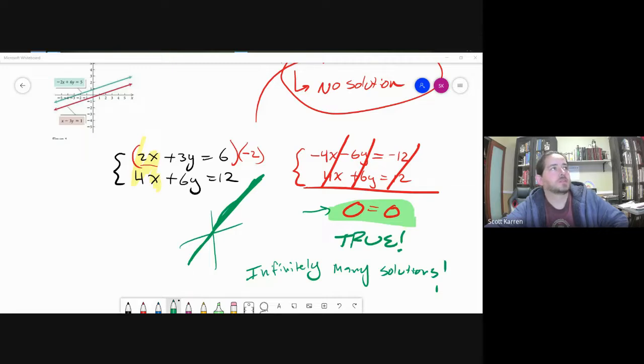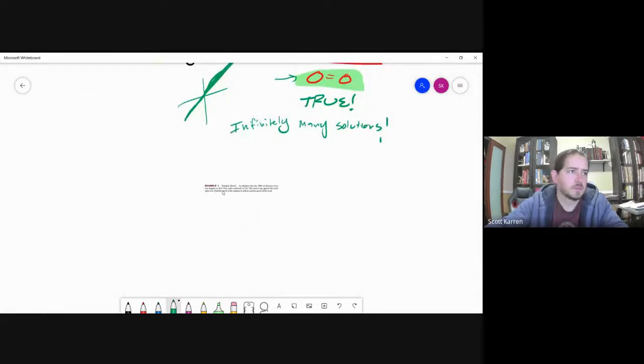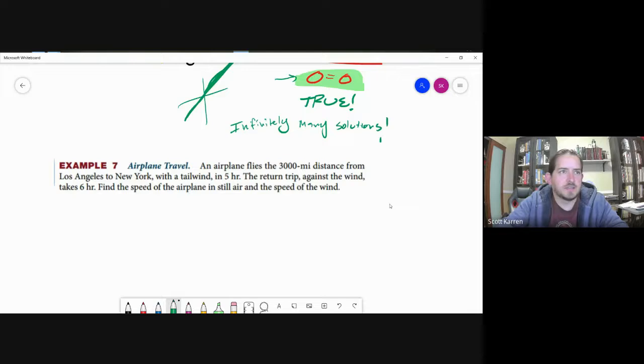Okay, so let's grab this problem here, and we'll work through this one. All right. An airplane flies the 3,000-mile distance from Los Angeles to New York with a tailwind in 5 hours. The return trip against the wind takes 6 hours. Find the speed of the airplane in still air and the speed of the wind.